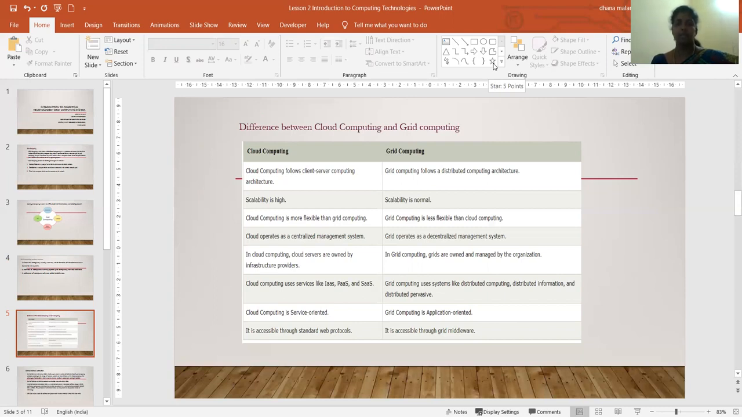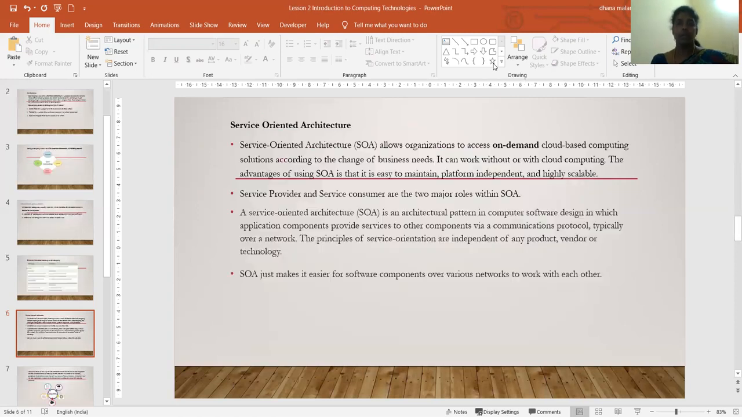Cloud computing is service oriented. Grid computing is application oriented. Cloud is accessible through standard web portals. Grid is accessible through grid middleware. Service-oriented architecture.